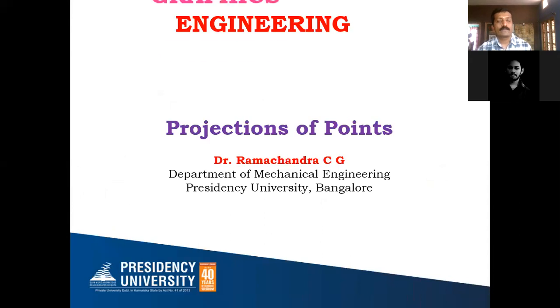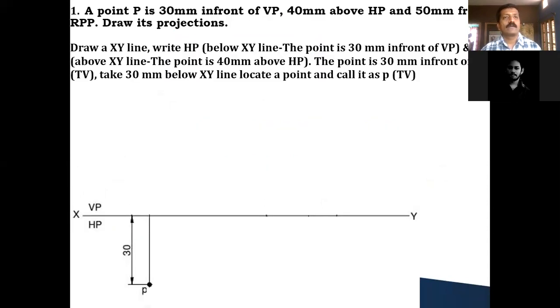Projection of points. A point P is 30 millimeter in front of VP, 40 millimeter above HP, and 50 millimeter from the profile plane. Draw its projection. Just read it once and analyze it. The point is 30 millimeter in front of VP and above HP. Above HP and in front of VP, which quadrant does it come in? It comes in the first quadrant. So immediately after reading it, you can conclude that the point is in the first quadrant.